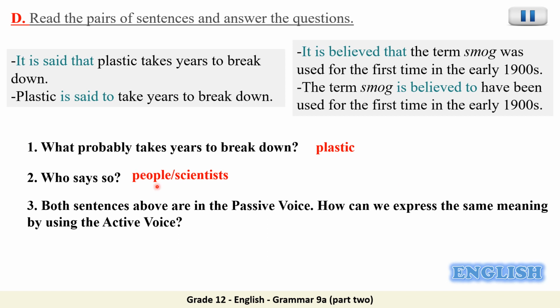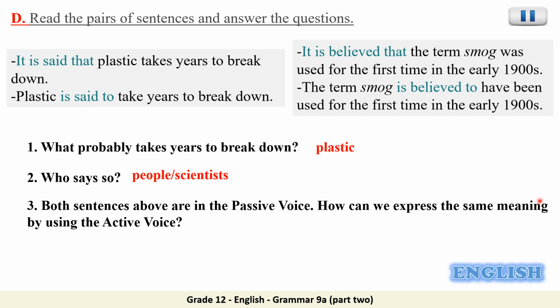People. You. Me. Someone. Maybe scientists. Very good. Both sentences above are in the passive voice. How do we find out? Verb to be plus past participle. Again, verb to be plus past participle. So they are passive, surely.